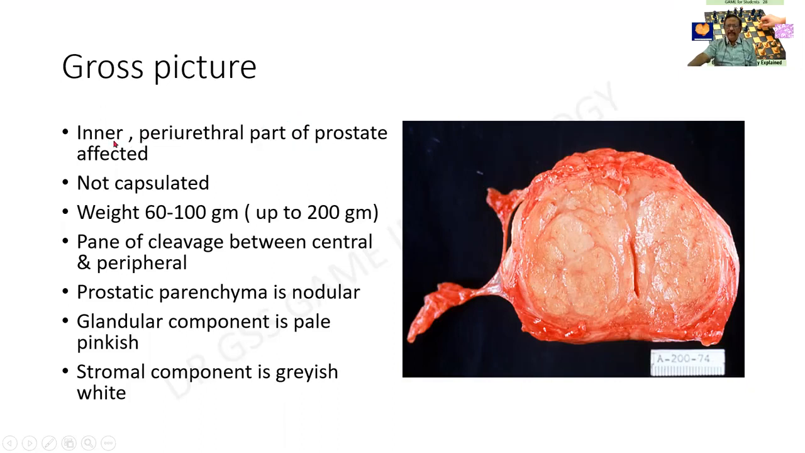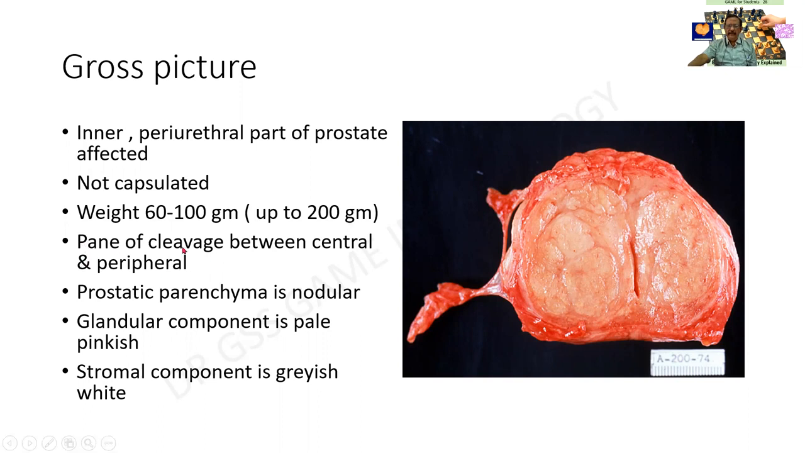You find that the inner and the periurethral part, this is the urethra, and then this is the periurethral region of the prostate will be affected. It is not capsulated, but there can be a condensation producing a pseudocapsule-like appearance. The weight can be up to 100 grams, 60 to 100 grams, or even up to 200 grams. Normally it is about 20 grams.